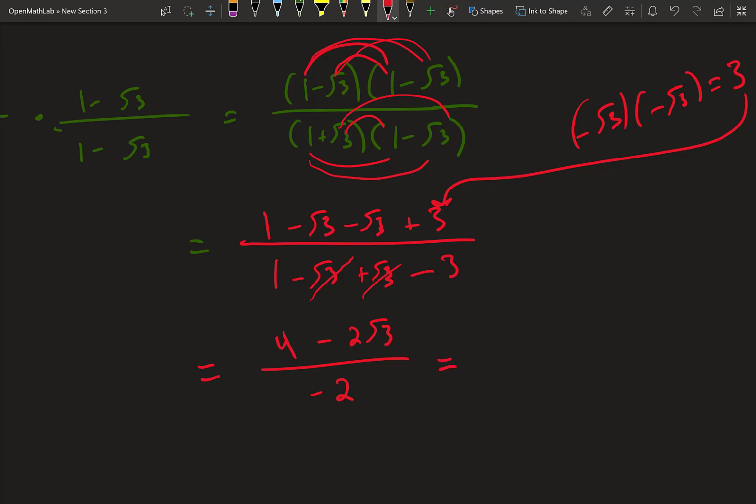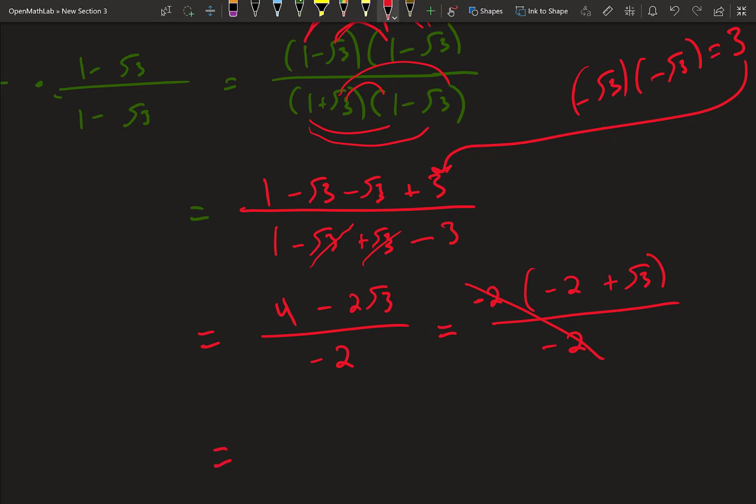So in the top, I can pull out a factor of 2. And let me actually do negative 2. If I pull out a factor of negative 2, what I end up with is negative 2 times negative 2 plus radical 3, all over negative 2. And then these two factors, I can divide top and bottom by negative 2. So what I'm left with is negative 2 plus radical 3. So that is a simplified answer.